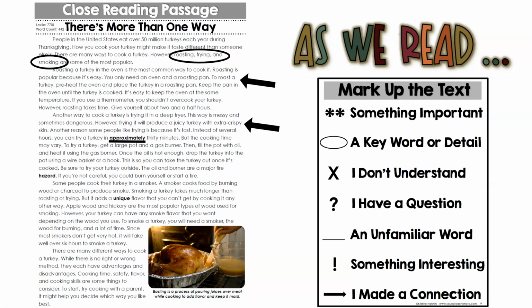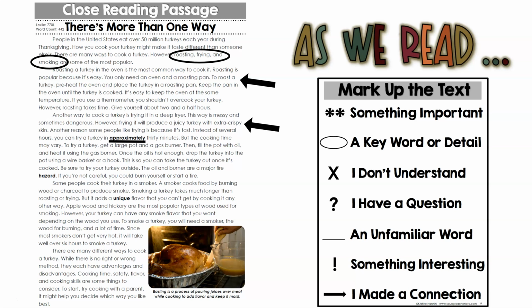To fry a turkey, get a large pot and a gas burner. Then fill the pot with oil and heat it using the gas burner. Once the oil is hot enough, drop the turkey into the pot using a wire basket or a hook. This is so you can take the turkey out once it's cooked. Be sure to fry your turkey outside. The oil and burner are a major fire hazard. If you're not careful, you can burn yourself or start a fire.